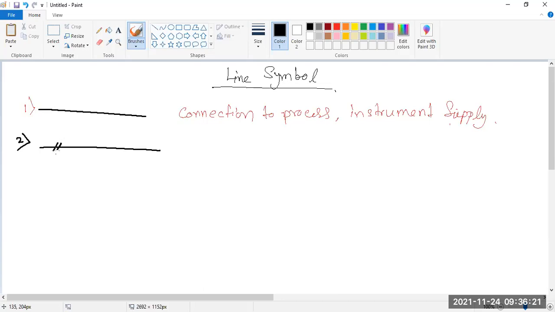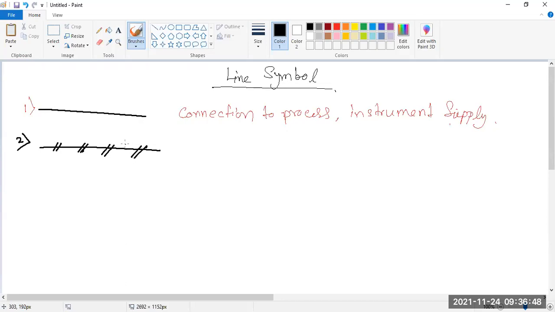parallel lines. This is called a pneumatic line. It means in this channel, air is flowing, air pressure, but as a signal. Just like your JCB or your valve actuator, it is also operated by air pressure, but that is a power line, and this is a signal line.